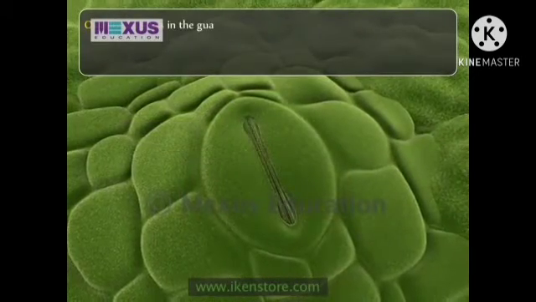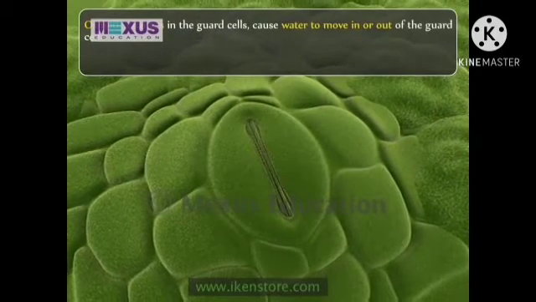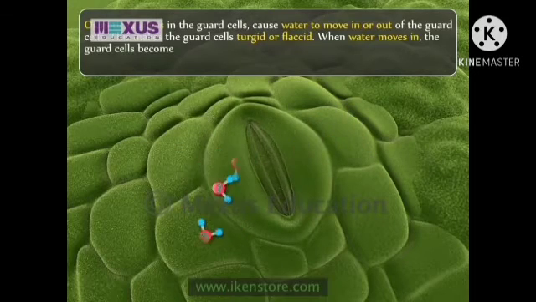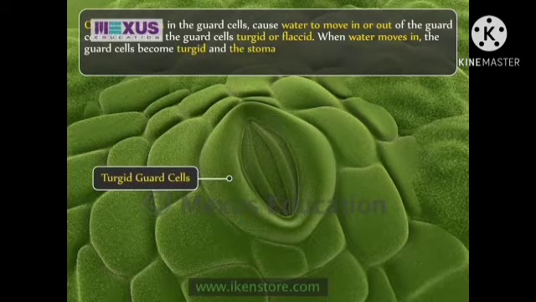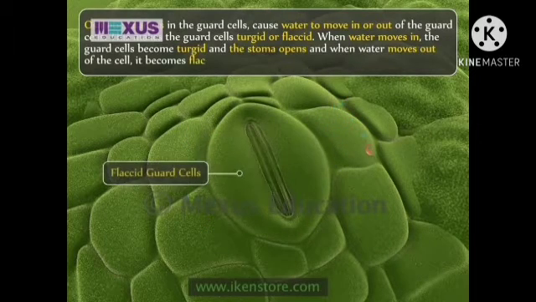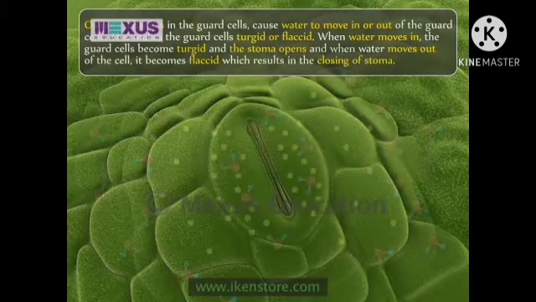Osmotic changes in the guard cells cause water to move in or out of the guard cells. When water moves in, the guard cells become turgid and the stoma opens, and when water moves out of the cell, it becomes flaccid, which results in the closing of the stoma.